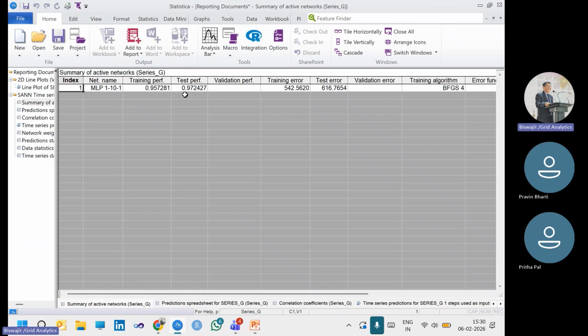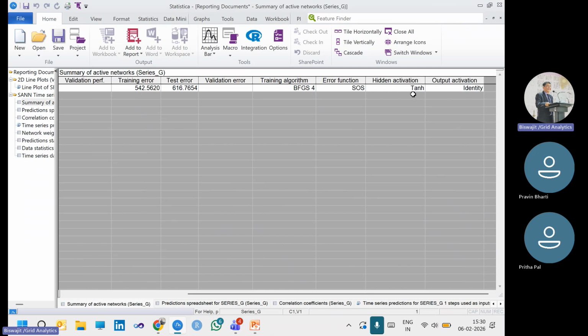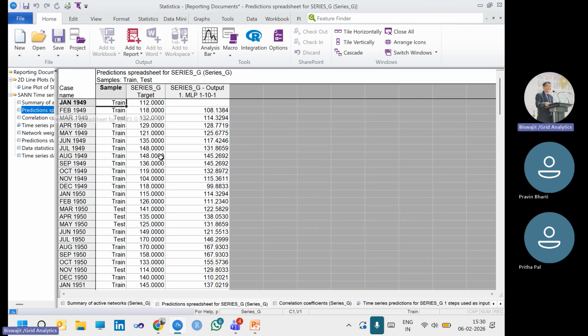So here I can tell I have built a very, very strong model, and for what I predict for the next 12 months, I can claim a 97% accuracy. This is the error rate, and this is the training algorithm that has worked, BFGS. This is the error function, SOS, that is sum of squares. This is the hidden activation function, that is tanh, hyperbolic tangent, and the output activation is the identity. Right? So now I'm very sure I get a variety of output.